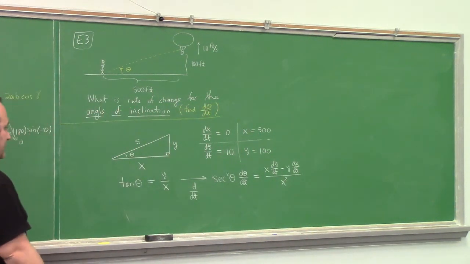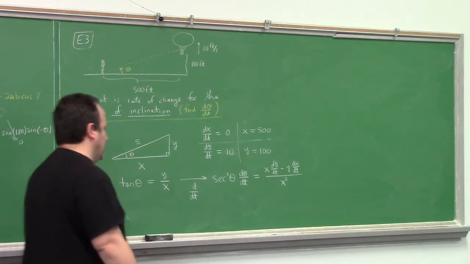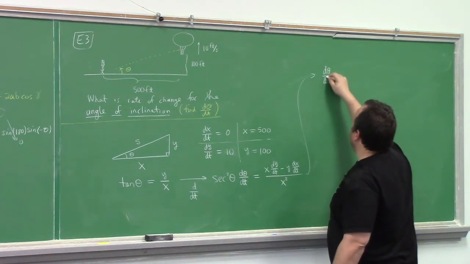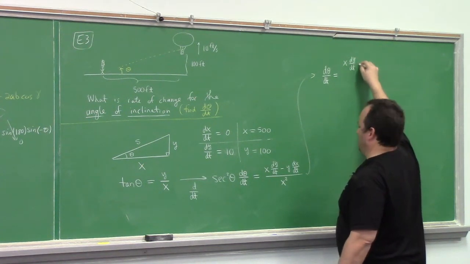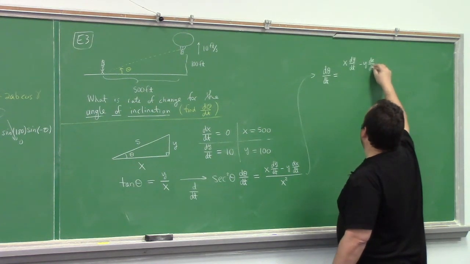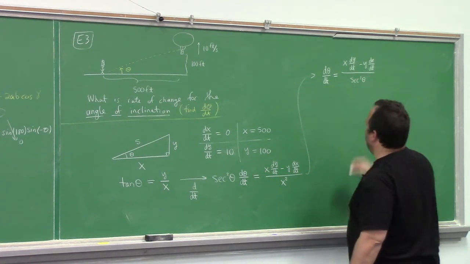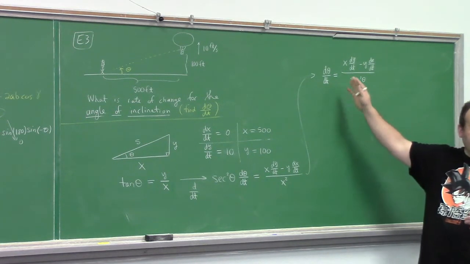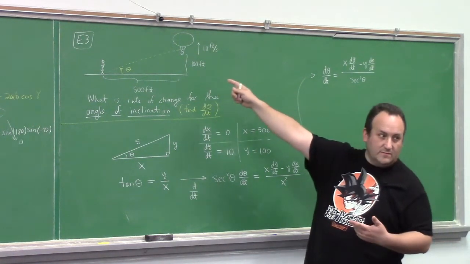So, great. Now, what is secant theta here equal to? This gives us d theta/dt equal to x dy/dt minus y dx/dt, all over secant squared theta. We know everything there except for what? Secant theta. This equation is going to be true for many other times, but it's also true at the time we're interested in, when the 500 feet and the 100 feet is given.